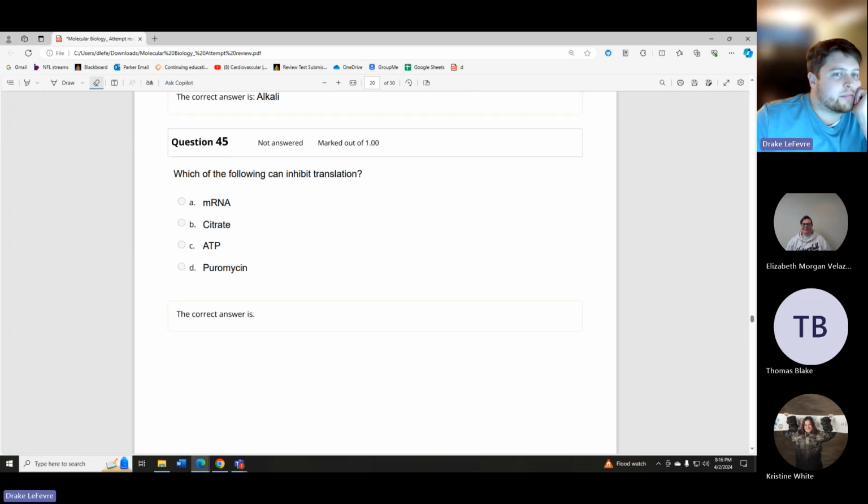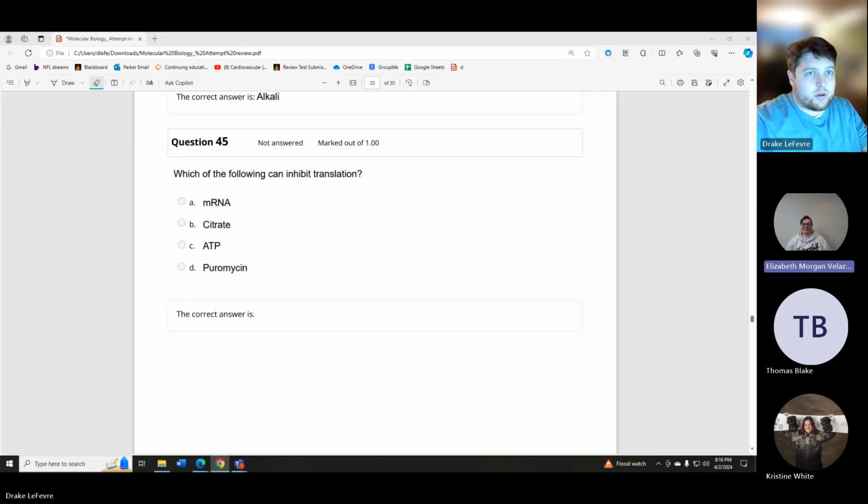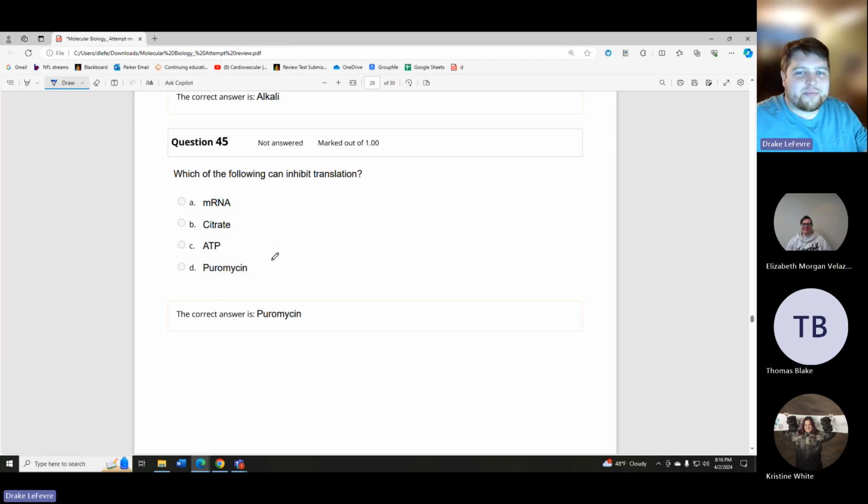Which of the following can inhibit translation? Puromycin. You know what puromycin is? No, I just know that because of going through these before. It's another antibiotic that inhibits protein synthesis. An antibiotic.